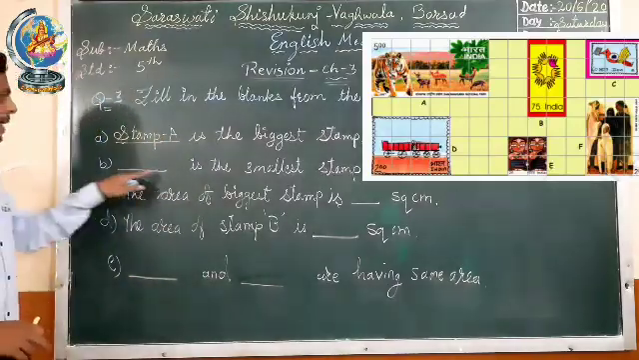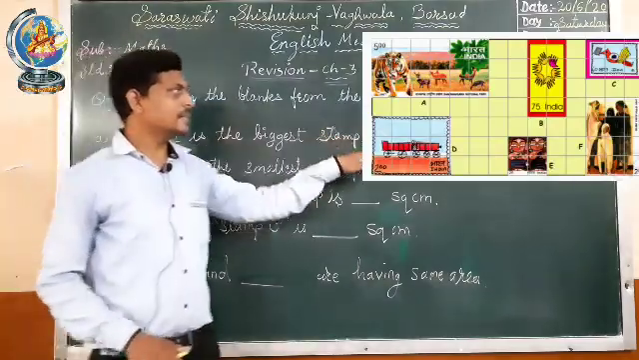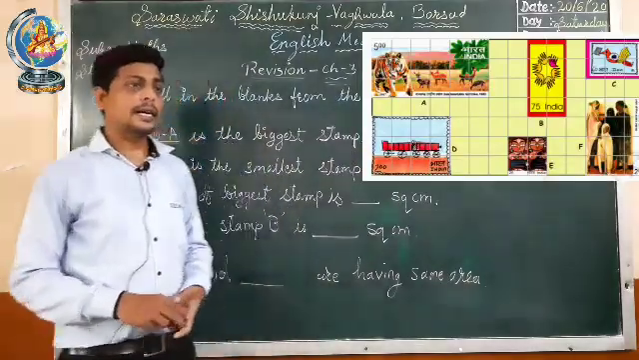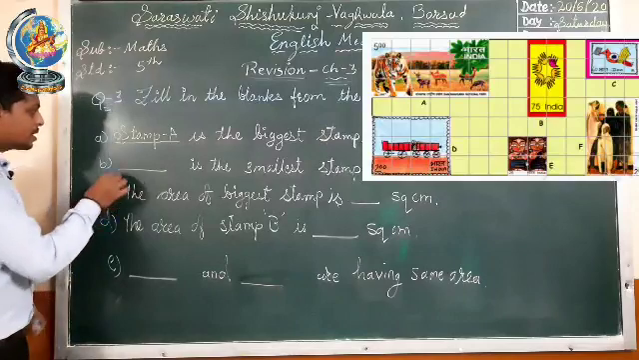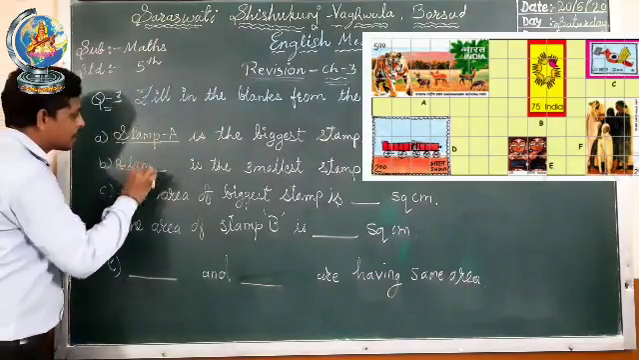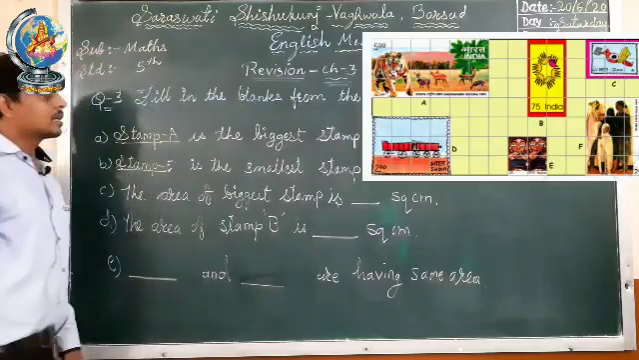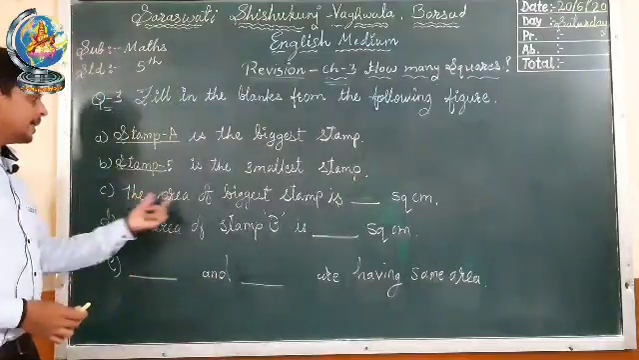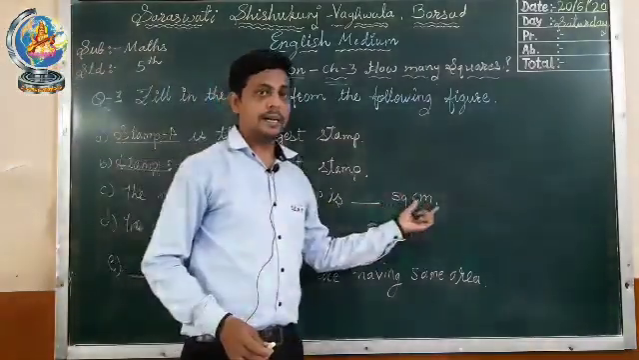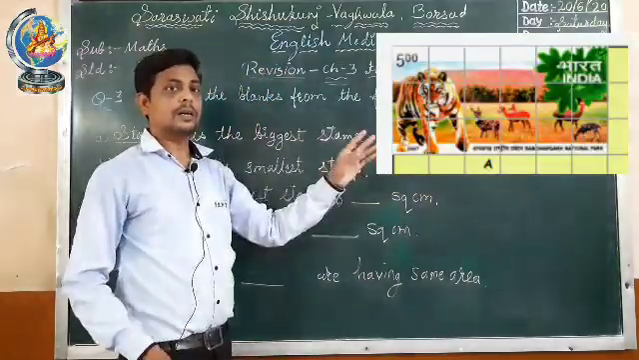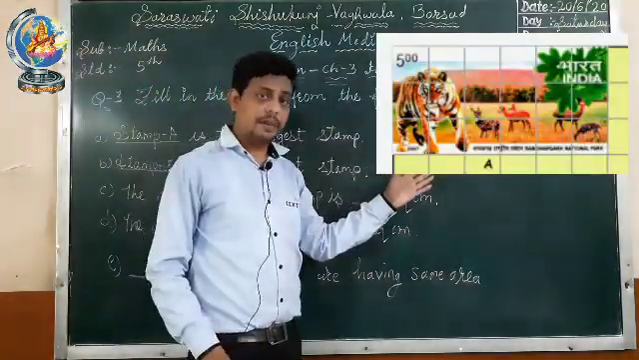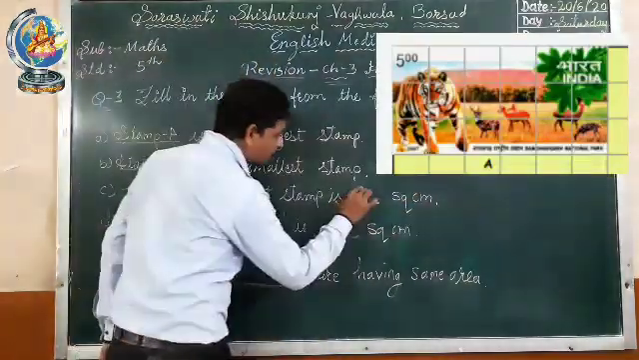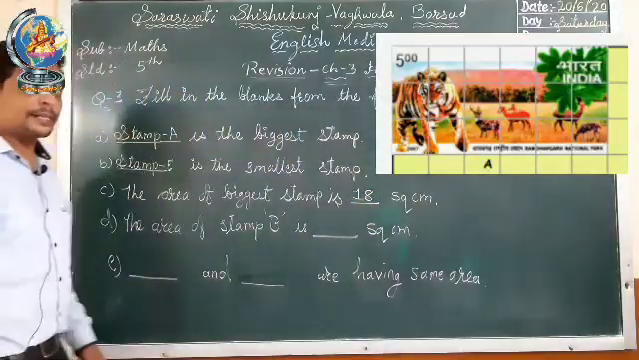Second number, blank is the smallest stamp. Now you can see in the picture which stamp is the smallest stamp. So stamp E is the smallest stamp. The area of the biggest stamp is blank square centimeter. Look at the picture. Now count the number of squares. How many squares are there? So if you count, you will get 18. So the answer is 18 square centimeter.